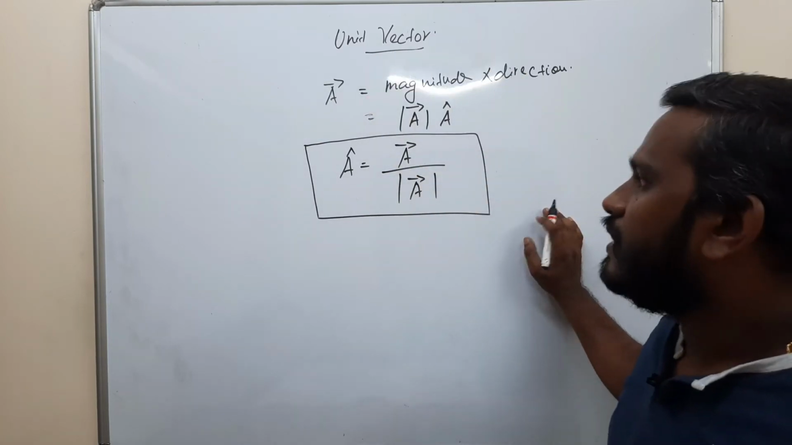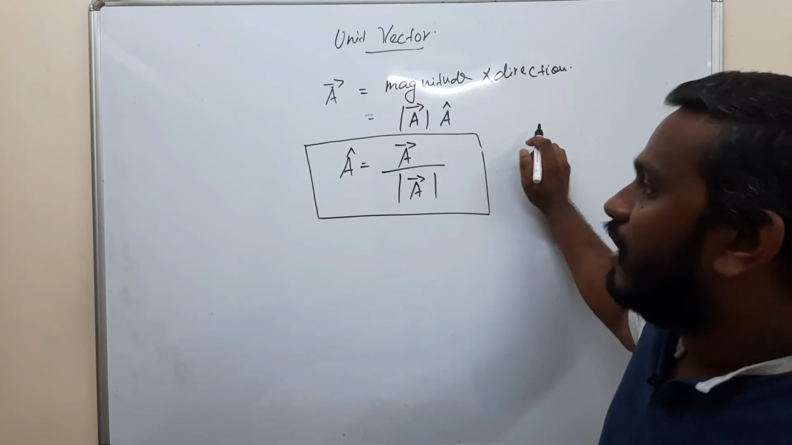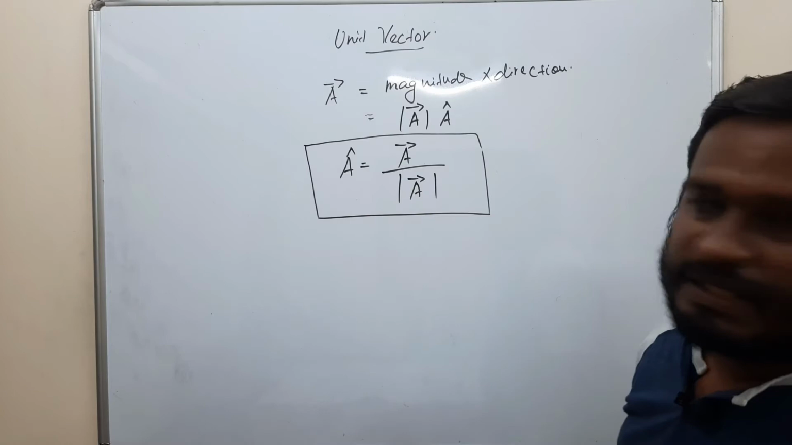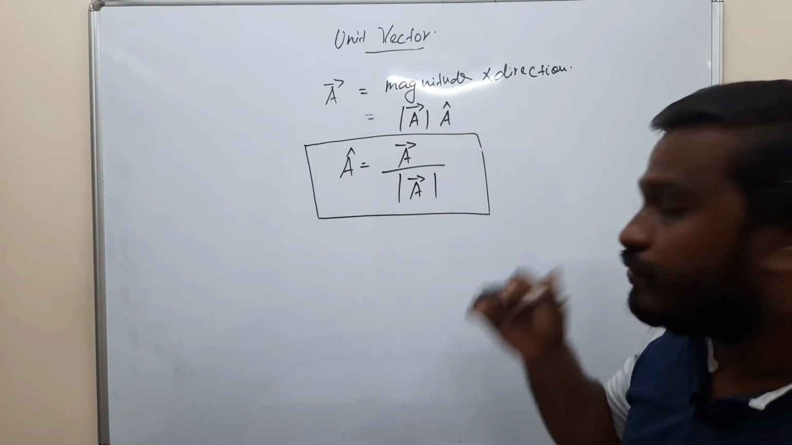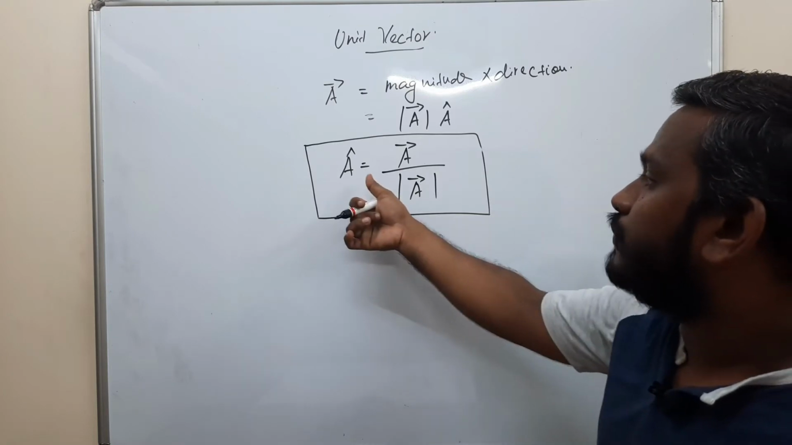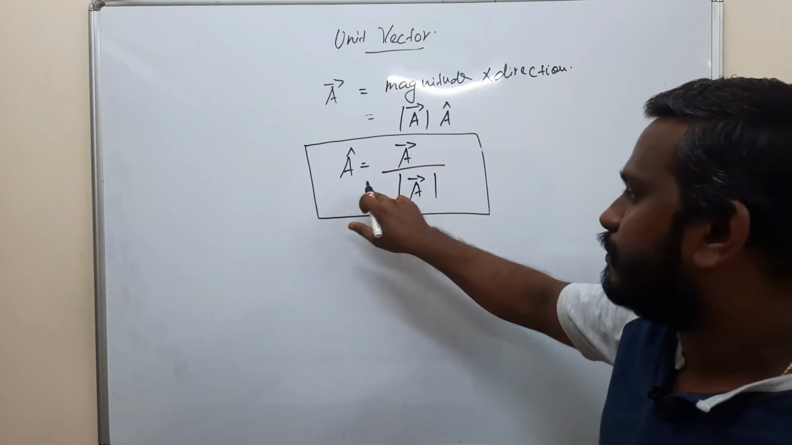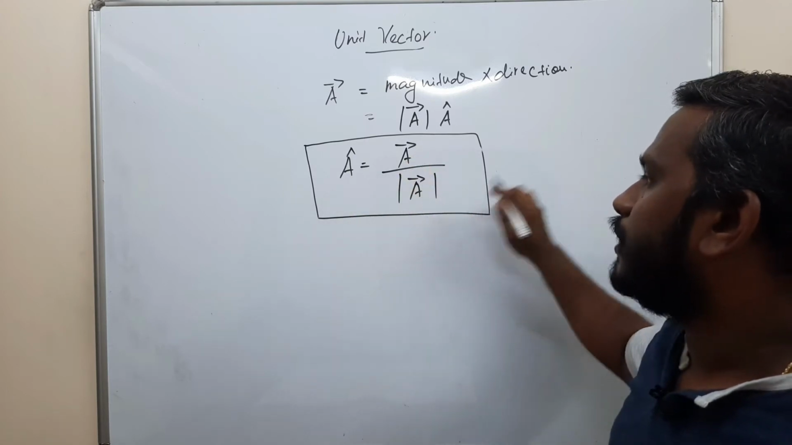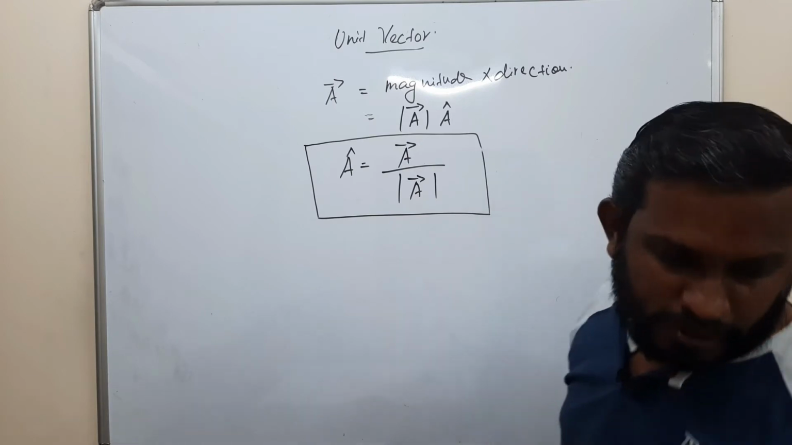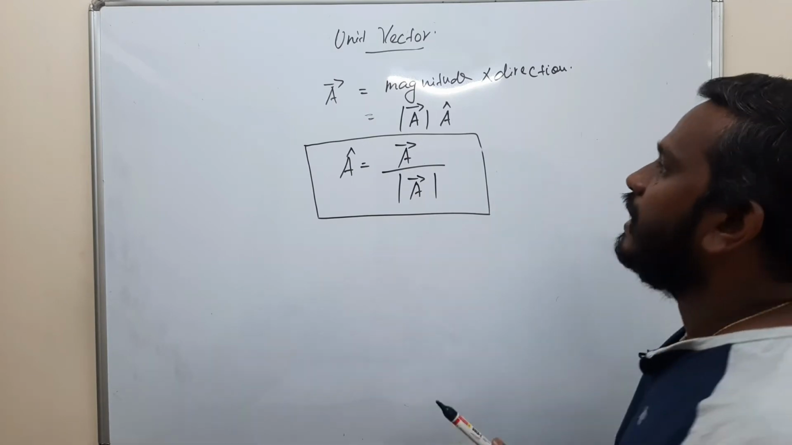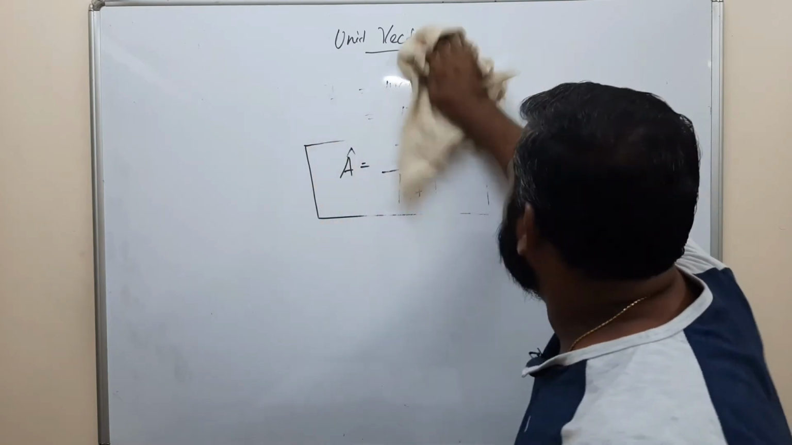So from this, how can we find the unit vector of a vector? If vector A is given, how to find the unit vector of that particular vector? A cap is equal to vector A divided by modulus of vector A. Using this formula we can find the unit vector. Next we are going to see the orthogonal triad of unit vectors.